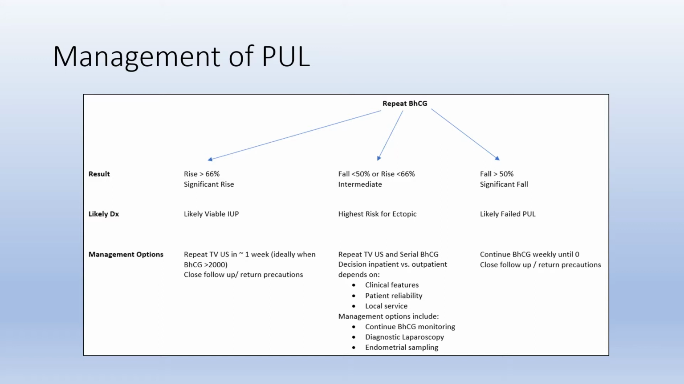We know that ectopic pregnancies don't secrete Beta HCG normally and do so quite differently to a viable pregnancy. And therefore, we can use this property to help risk stratify women into those who might need further investigation for ectopic pregnancy. So these women need repeat transvaginal ultrasound and ongoing serial Beta HCGs, but really a decision based on their clinical features, reliability, and the local capabilities of the service as to whether they should be either kept as an outpatient or an inpatient or even transferred if we're talking about a very small place.